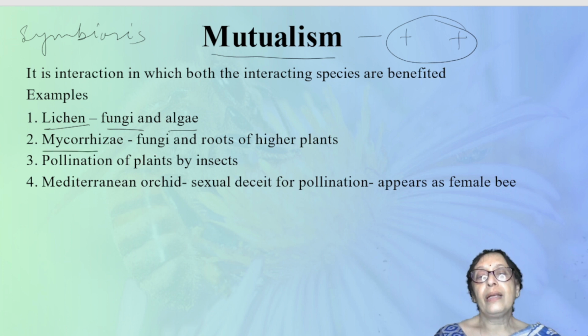Another is mycorrhiza, which is a mutual relation between fungi and the roots of higher plants. Another mutualism is pollination of plants by insects, where insects get their food and plants are helped in transferring the pollen. There are Mediterranean orchids, which use sexual deceit for pollination. They appear as a female bee.